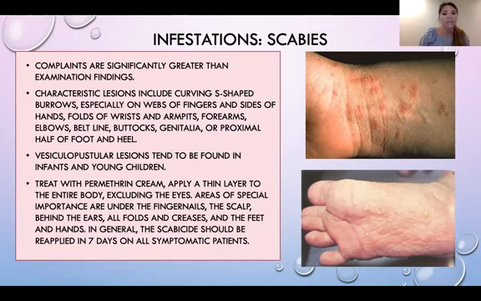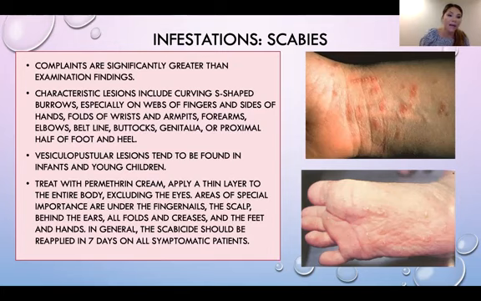And what they're going to do is put a thin layer over their entire body. Obviously, don't put it in their eyes. And they want to make sure they're putting it on their scalp, behind their ears, in all of their skin folds and creases, on their feet and hands. And then they leave it on overnight and then they get up and shower the next morning.